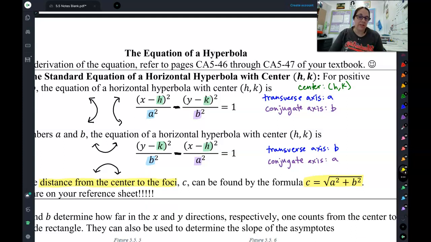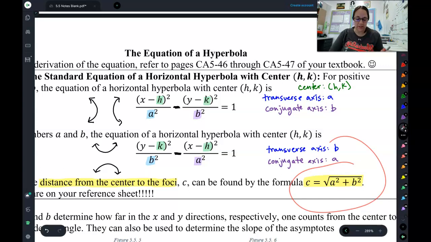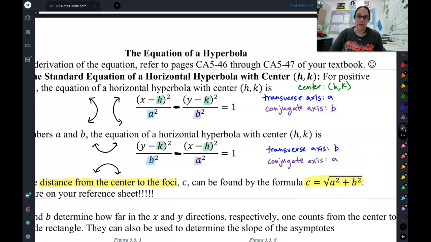You'll also notice this little c equation looks very similar to the ellipse equation. We're just adding instead of subtracting. And once again, you don't need to memorize this. That is also on your reference sheet. You just have to know what it does. So that is everything with our hyperbola, all our important vocab words, identifying the things in the equation. In the next video, we're going to take our first shot at graphing one.